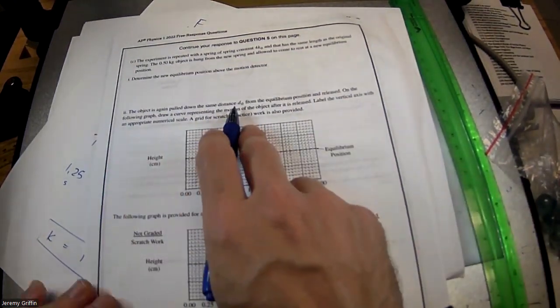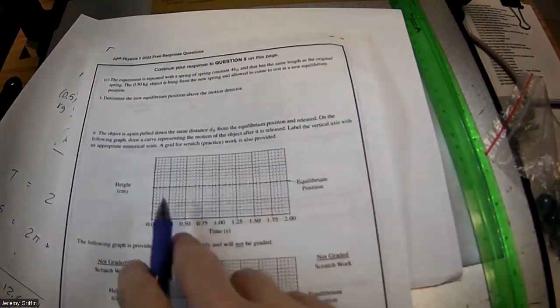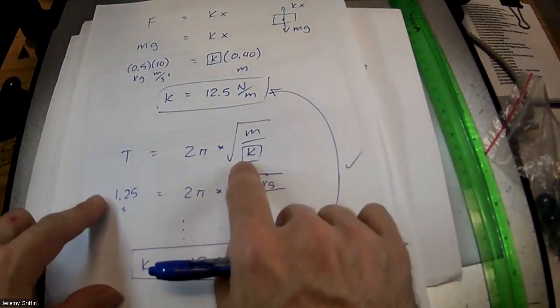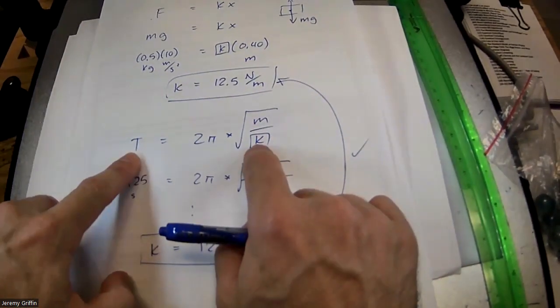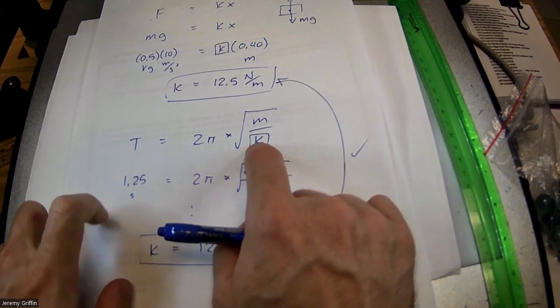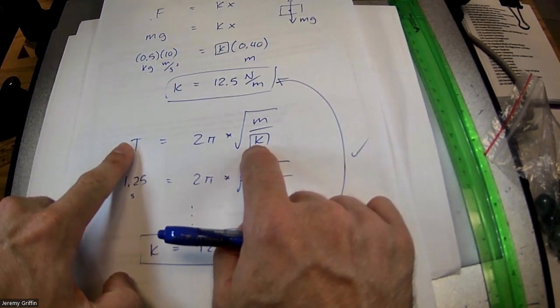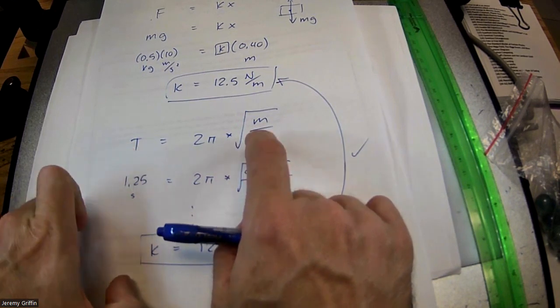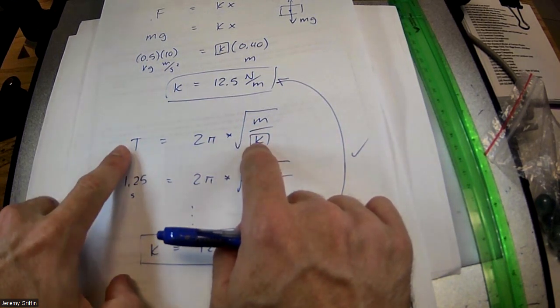And then the last part will close it out right here. The object is again pulled down a distance d naught, which we know from before was 5 centimeters. You guys remember 5 centimeters, right? And then released. So basically, make the graph. What does this look like? We've got a real stiff spring this time. The spring constant is 4 times what it was before. What does that do to the time period? No, 1/2. Half the time period. You guys see that? A factor of 4 on that k gives you half the time period.